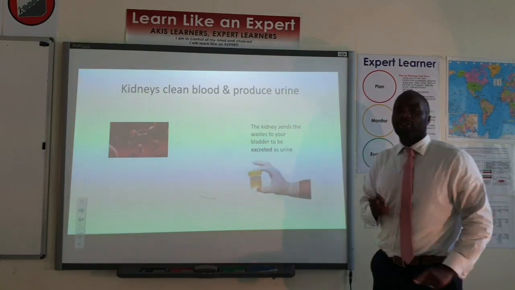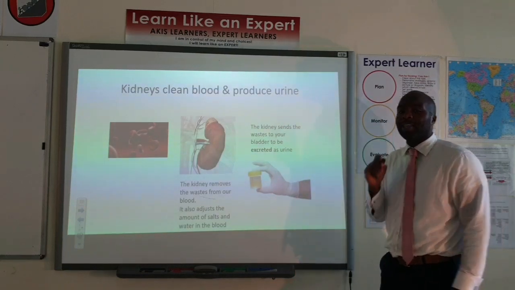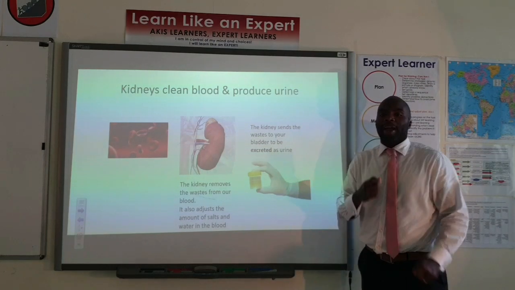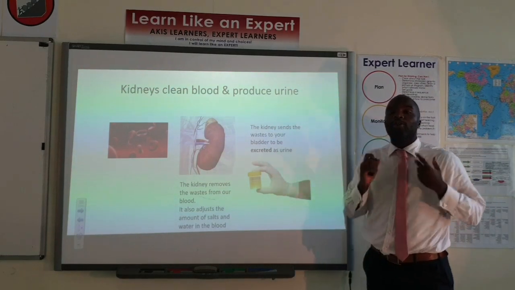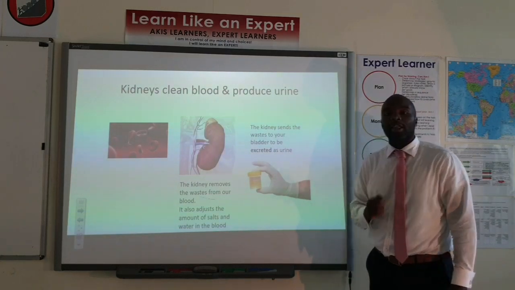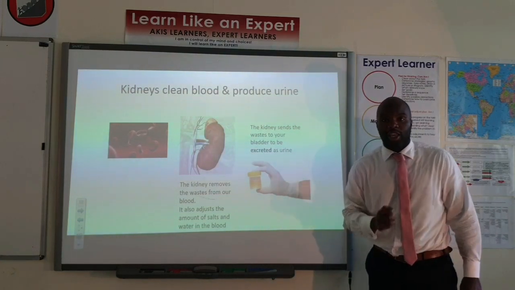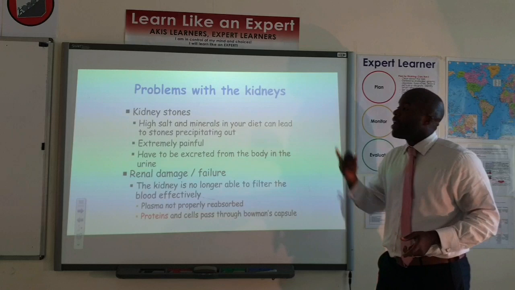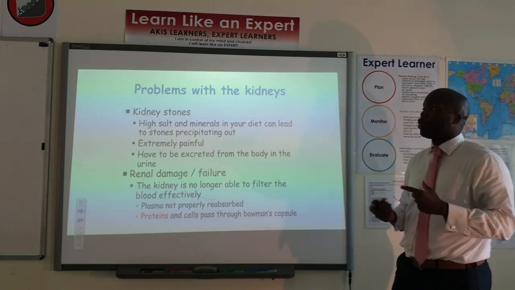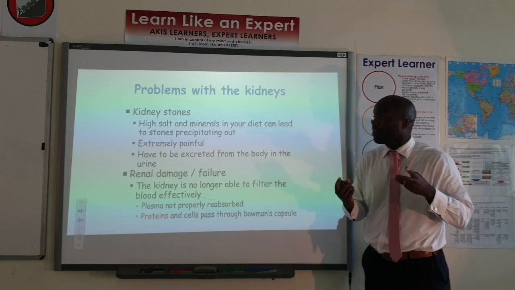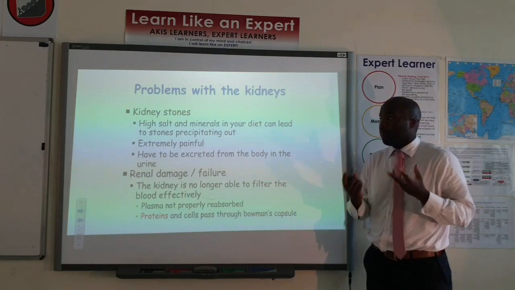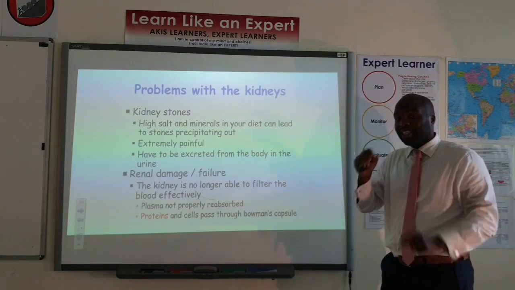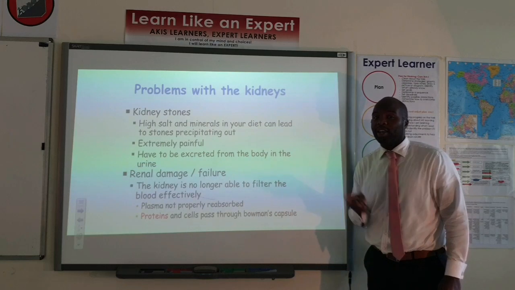Now, in the last video we spoke about the role of the kidneys being to clean the blood, to essentially filter the blood, predominantly from any excess water, excess salts, and all of the urea that is in the blood. Because these are our waste products, these need to be excreted. Sometimes we can have some problems with the kidneys. We can have kidney stones, which is due to high salt and mineral content in your diet. So be careful if you're eating foods high in salt. It is extremely painful, and these kidney stones actually have to be excreted in the urine. So it's not a nice thing.